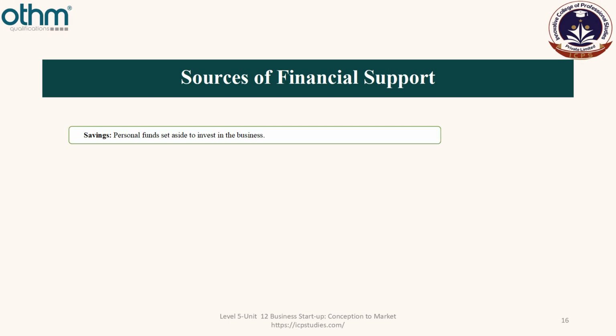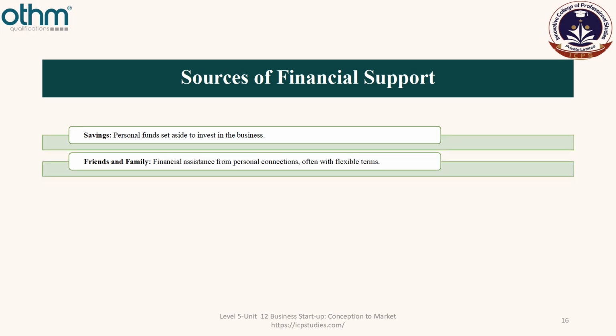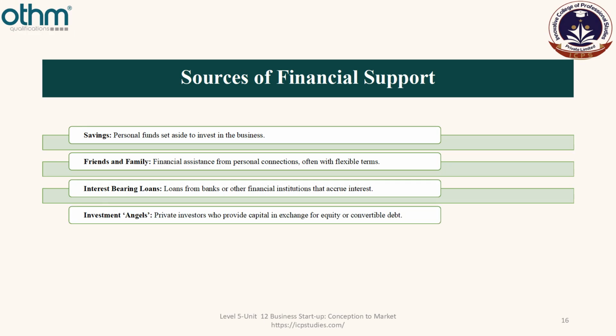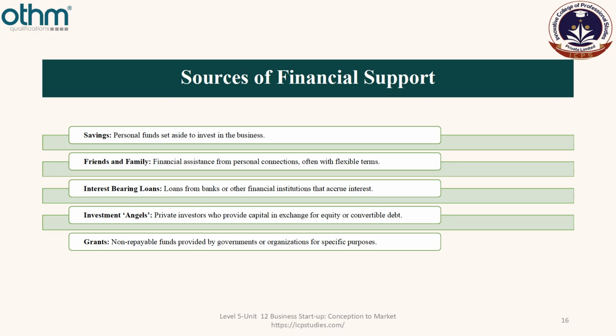The first is the savings, that are our personal funds that we set aside to invest in the business. Then we have friends and family, for example, some financial assistance from personal connection, often with flexible terms. Then we have interest bearing loans, in which we get loans from banks or other financial institutions that accrue the interest. Then we have investment angels, in which there are some private investors who provide capital in exchange for equity or convertible debt.